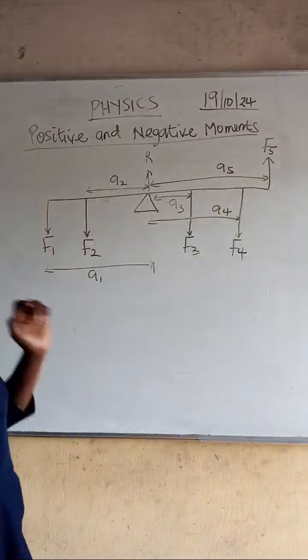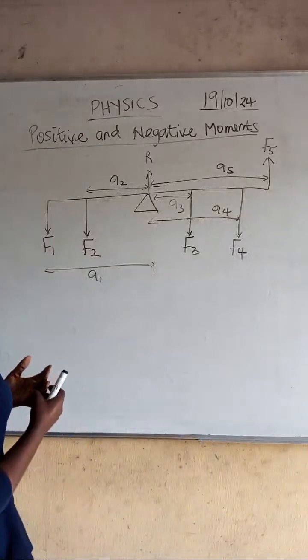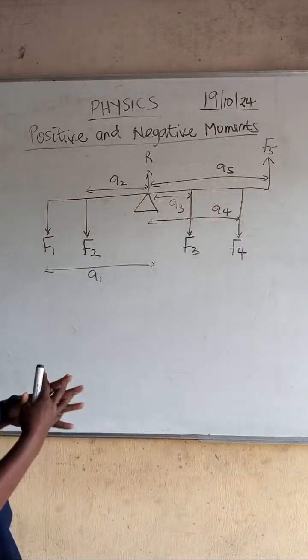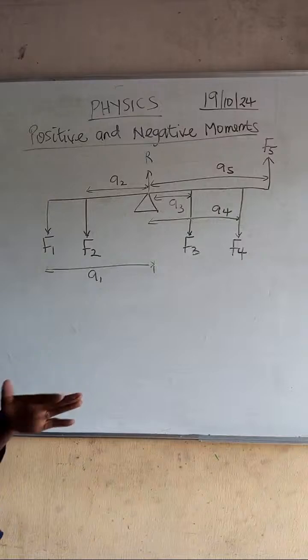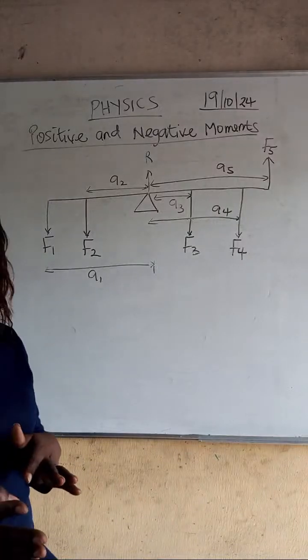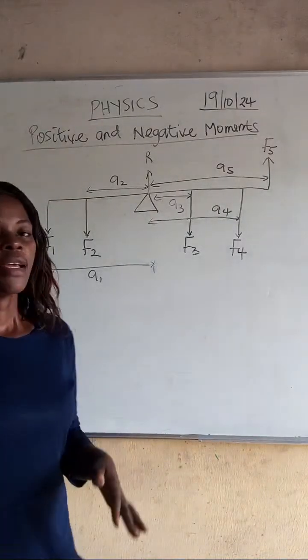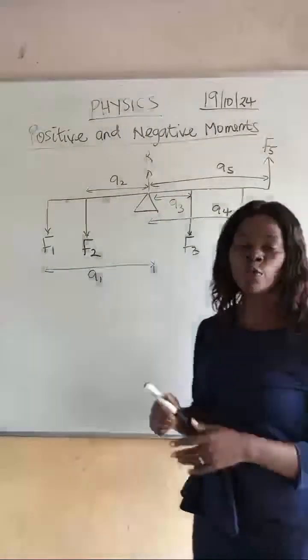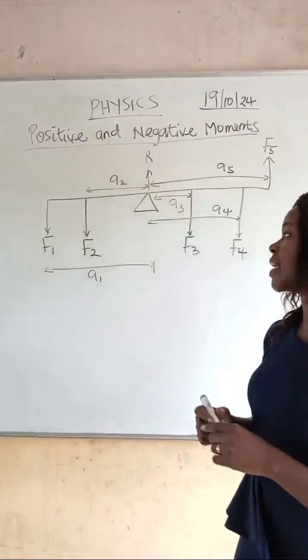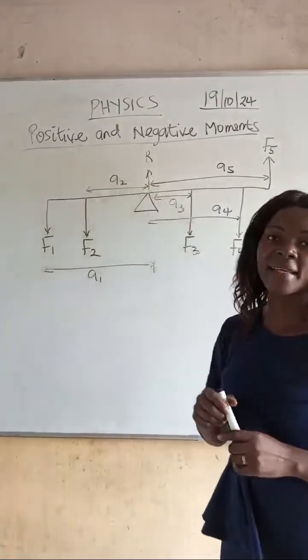We have positive and negative moments. If we have these positive and negative moments, look at this diagram. These are forces acting at different points. But our target here is to take moments with respect to the center, which is the pivot. That is our target.